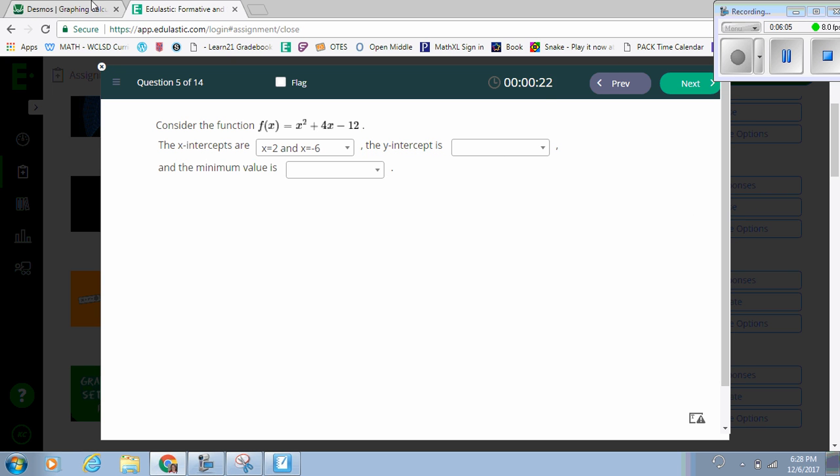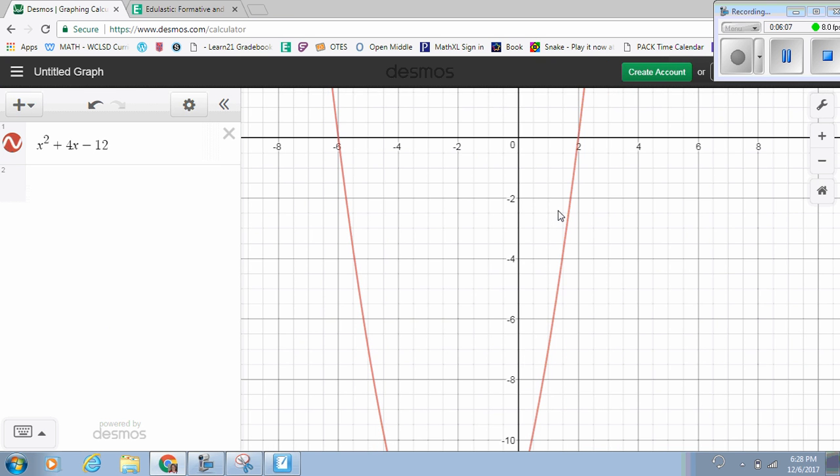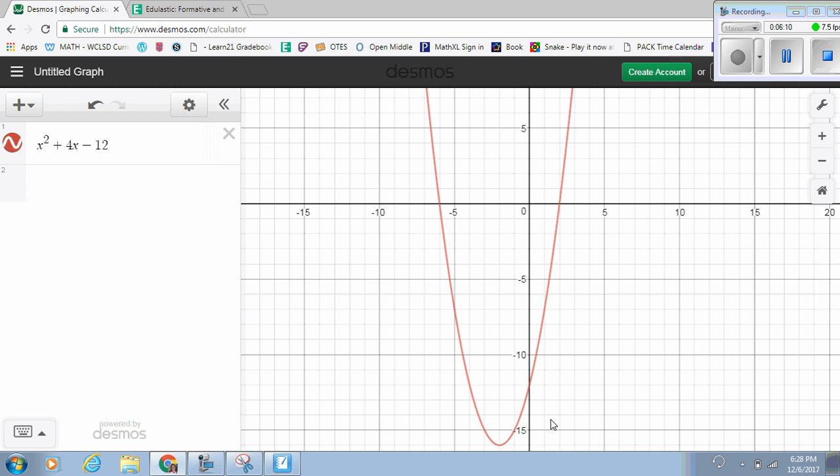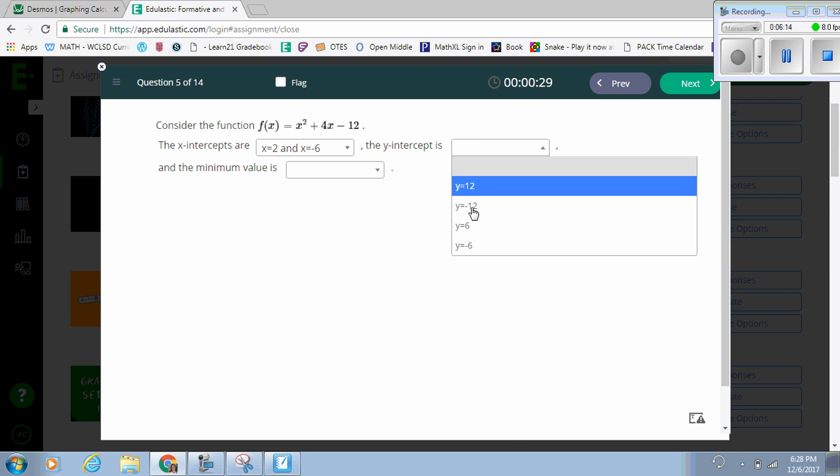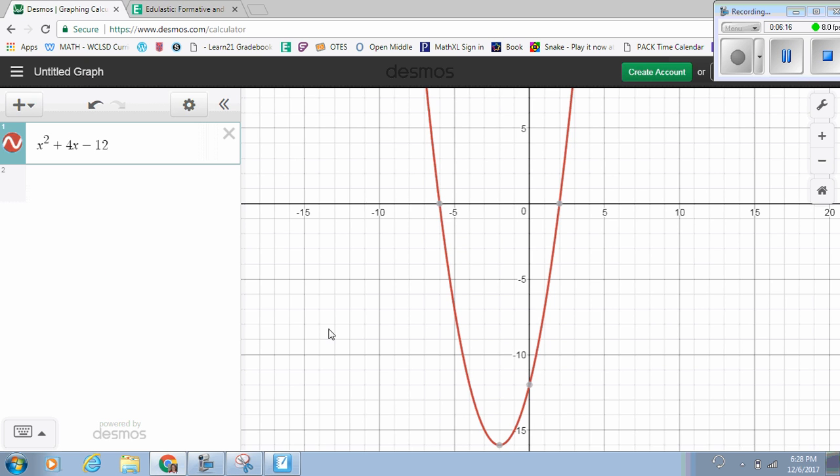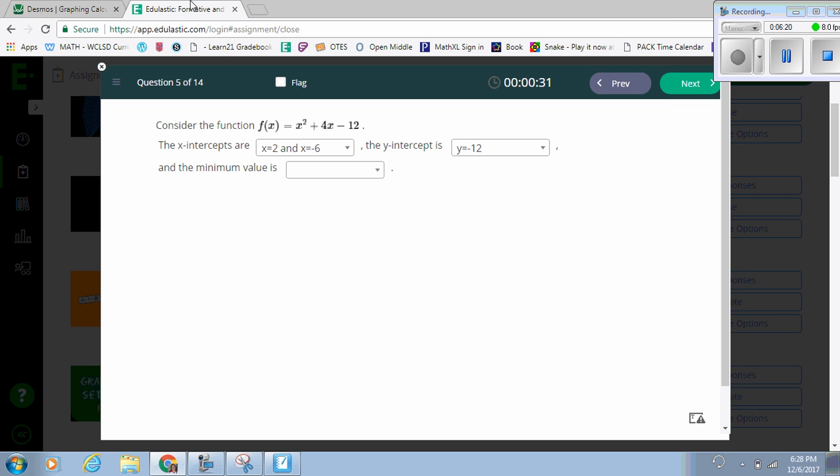-6 and 2. The y-intercept, that's where it goes through the y-axis. So that's right here at -12. And the minimum value, so that wants the coordinate. We have -2, -16. So I guess it just wants the y, so we have -16.